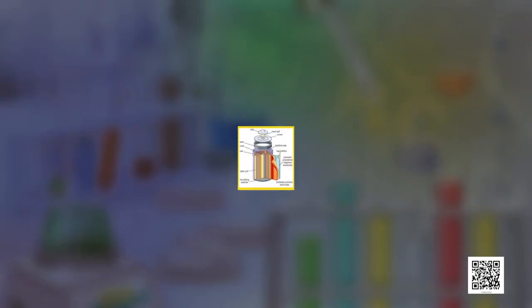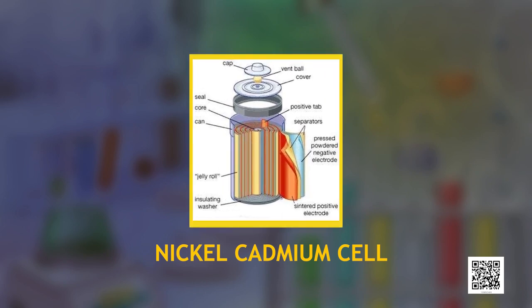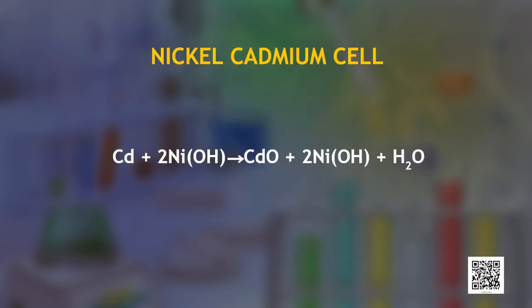Another important secondary cell is the nickel-cadmium cell, which has longer life than the lead storage cell, but more expensive to manufacture. The overall reaction during the discharge of the cell is cadmium reacting with nickel hydroxide to form cadmium oxide, nickel hydroxide and water.